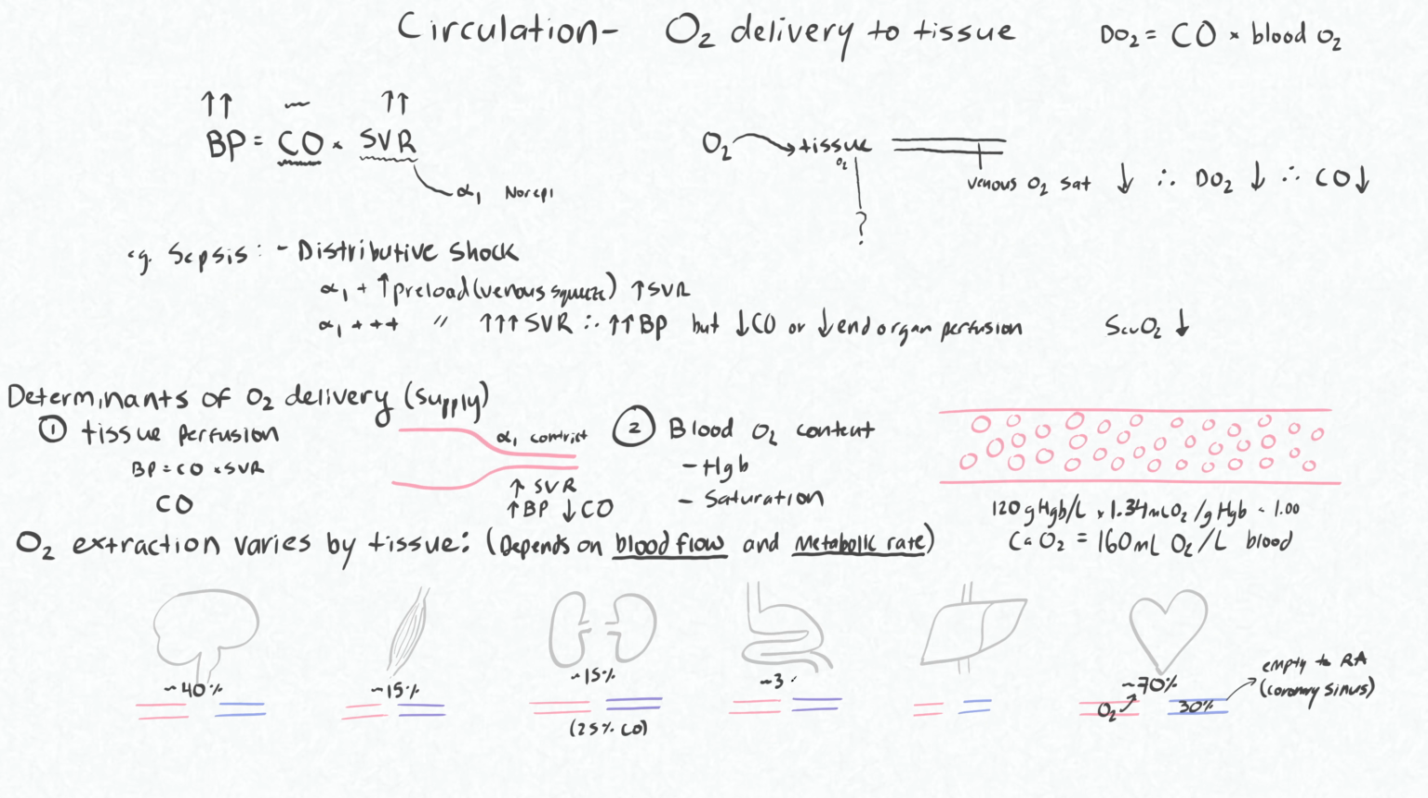Your splanchnic circulation uses about 30% of the oxygen, with the exception of your liver, which has a higher oxygen extraction. And this will actually approach 100% in low blood flow states. These numbers are all with normal cardiac output and at rest, or resting metabolism. So as you can imagine, the muscle will significantly increase its oxygen extraction with activity. And all of these organs will increase their oxygen extraction when they have low cardiac output.